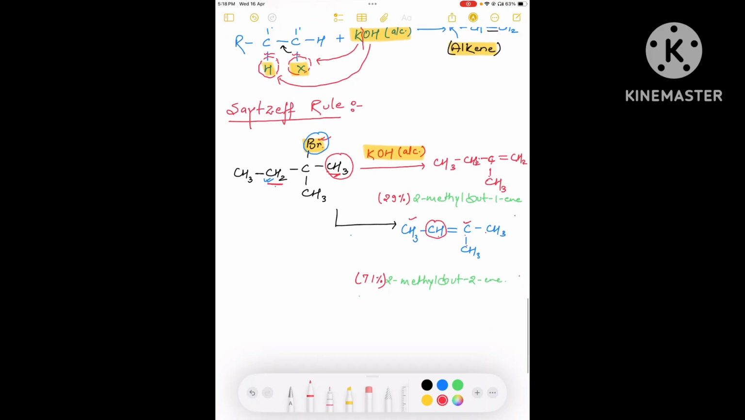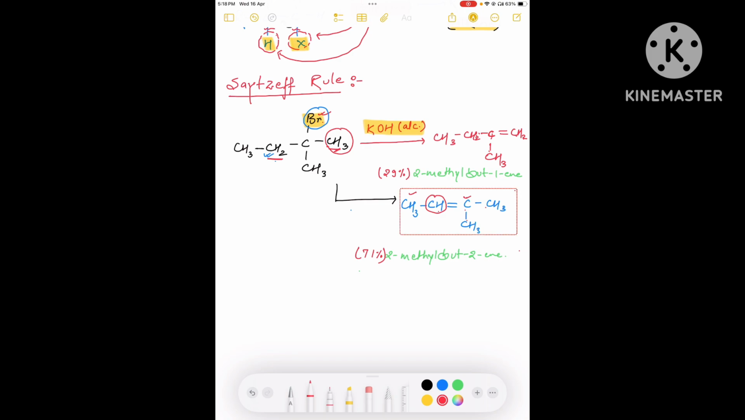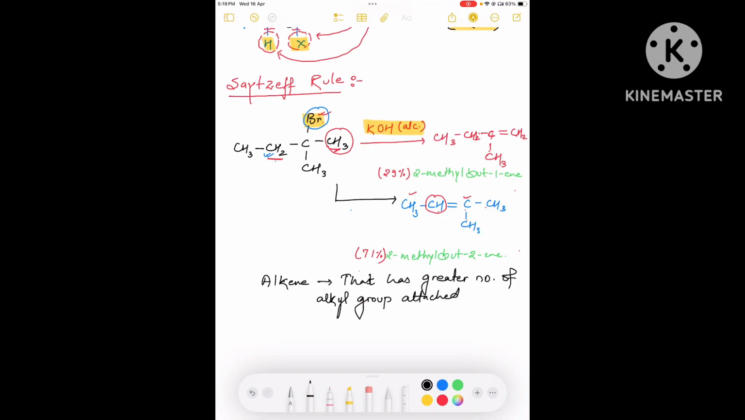The preferred product is always the alkene which has more alkyl groups attached to the double-bonded carbon atoms. It should be an alkene that has a greater number of alkyl groups attached to the double-bonded carbon atom. So this is the rule.